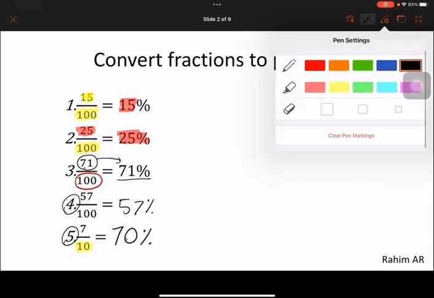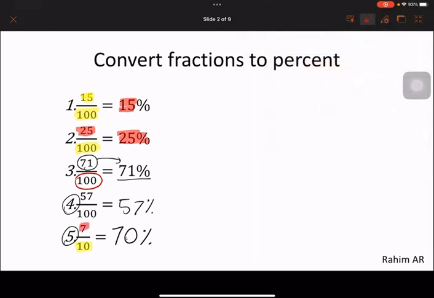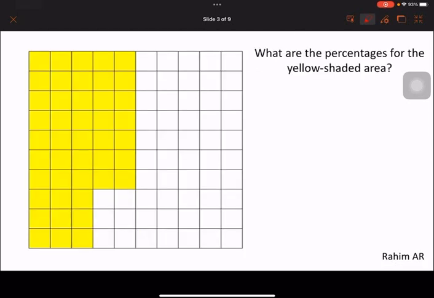Maybe some of you are wondering, why, teacher? Why is the answer 70, since here the numerator is 7? We will explore this in the next example. Right now, read the question together. What is the percentage for the yellow shaded area? It is important for you to understand the question properly. The question is asking for the percentage only for the yellow shaded area.